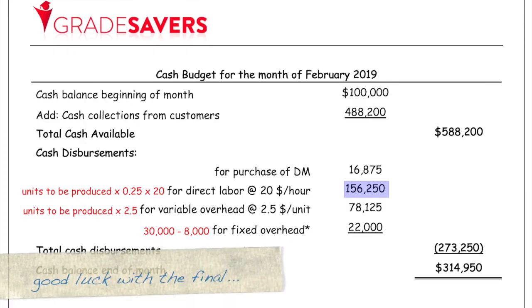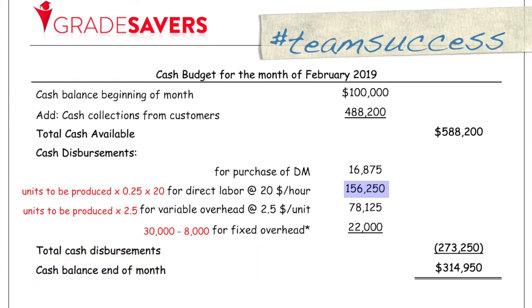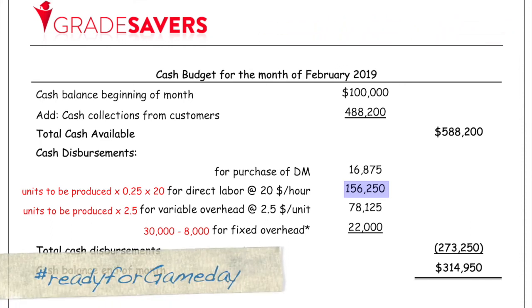I'm hoping that this explanation helps. I'm hoping that you now understand how a manufacturing firm would prepare budgets that are slightly different than those that would be made by a merchandiser.